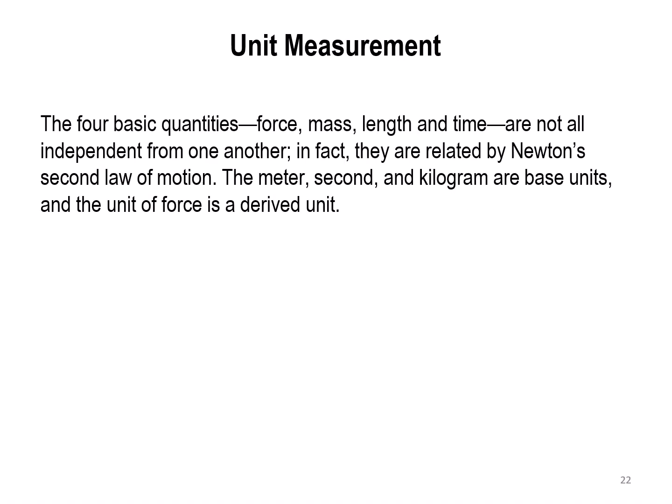So we have four basic quantities, which are the force, the mass, the length, and the time, and they are not all independent from one another. In fact, they are related by Newton's second law of motion. The meter, the second, and the kilogram are the base units, and all the units of force are derived units. For example, we use kilogram meter per second squared to give you the Newton.